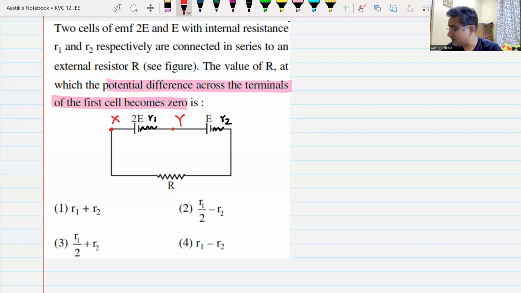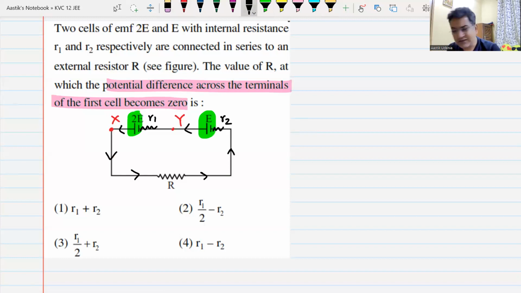Now, you can see both of these batteries. They are connected in the same way. What do I mean, connected in the same way? They are assisting each other. There's only one direction in which current can flow. What is the direction in which current can flow? Current can only flow like this. Yes or no?